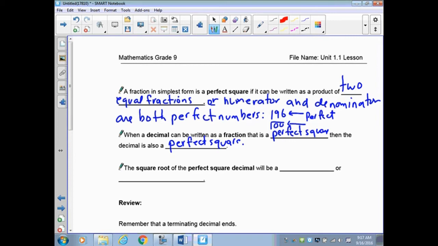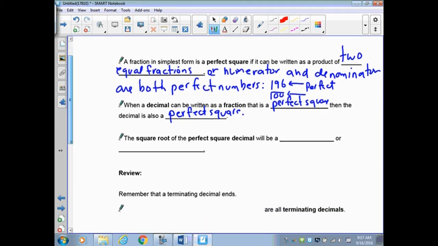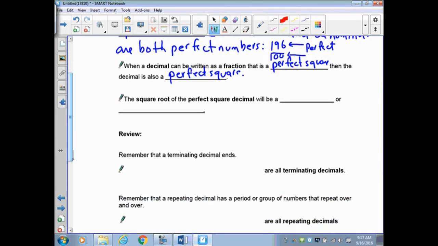Now, there's also another one, which is probably easier than trying to convert a decimal into a fraction. If you take the square root of a decimal, right, and it's a perfect decimal, then the result will be terminating or it will repeat.